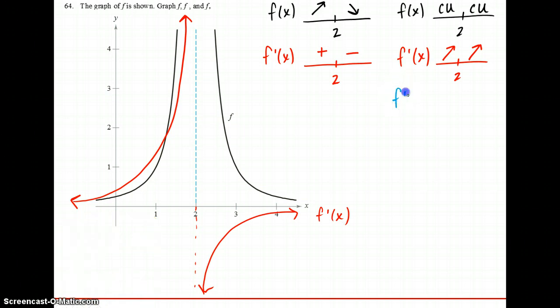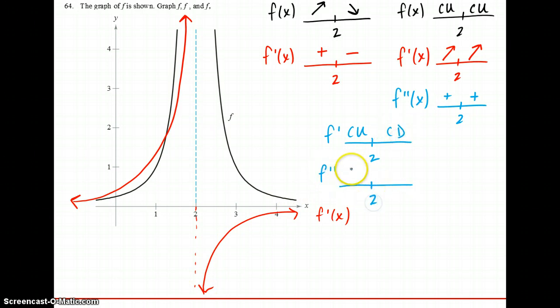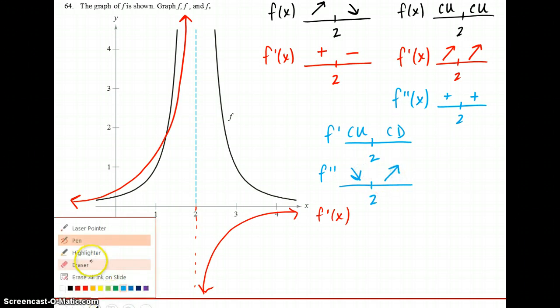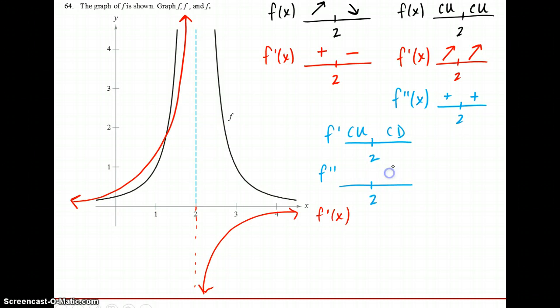Now for the second derivative, f double prime of x is strictly positive, meaning the second derivative will be strictly above the x-axis. But now this is where the concavity of f prime will help us with the shape, or the direction, of f double prime. So to the left of 2, my derivative is concave up. To the right of 2, my derivative is concave down. So that tells me my second derivative switches from increasing to decreasing.